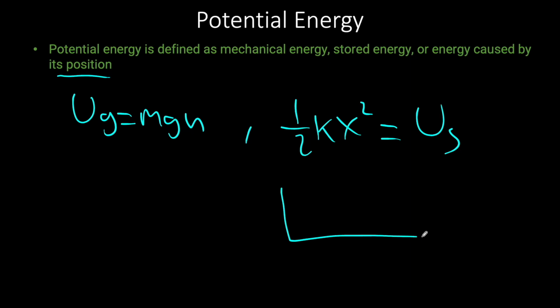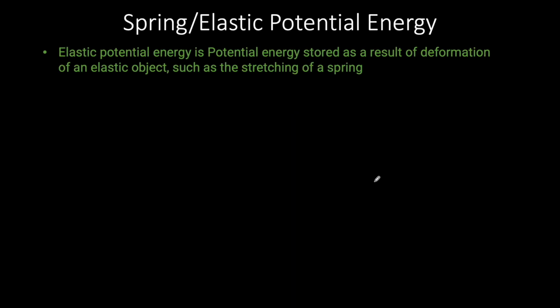So spring potential energy: this is its initial position, final position, and how much energy is stored in the spring. Potential energy is stored, right? It is something stored in something, such as a spring. For example, stretch it here, and some energy is stored in the spring. So spring energy, or elastic potential energy, is the energy stored as a result of the deformation of an elastic object, such as stretching of a spring.